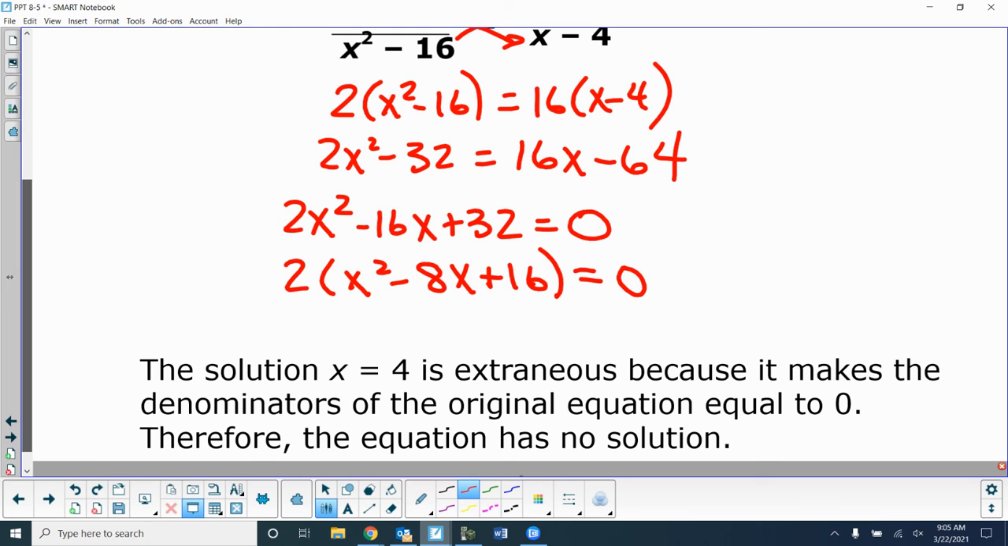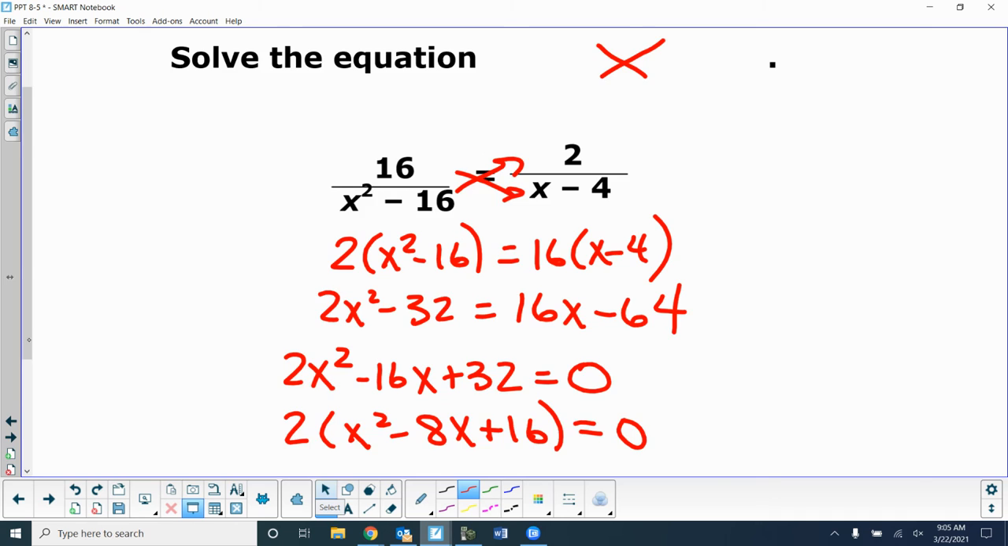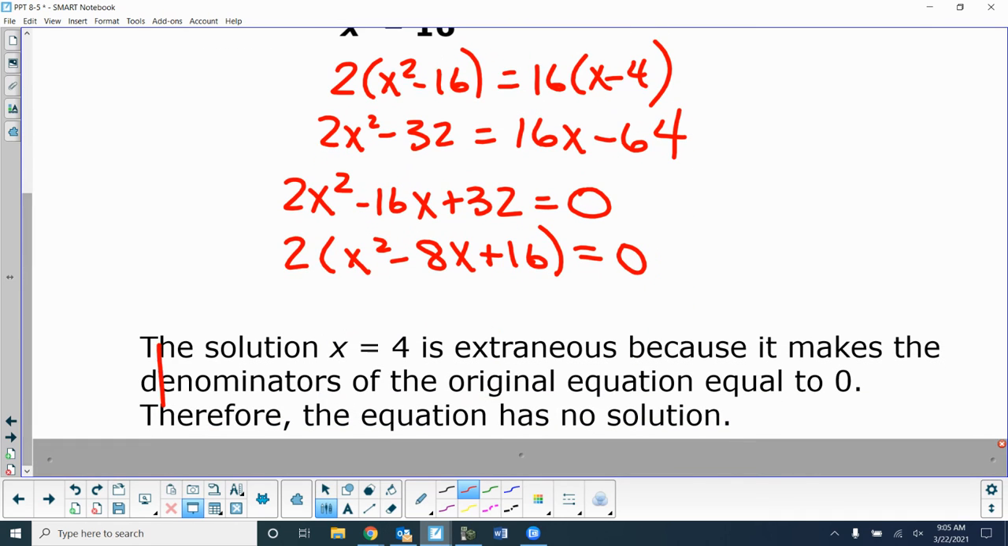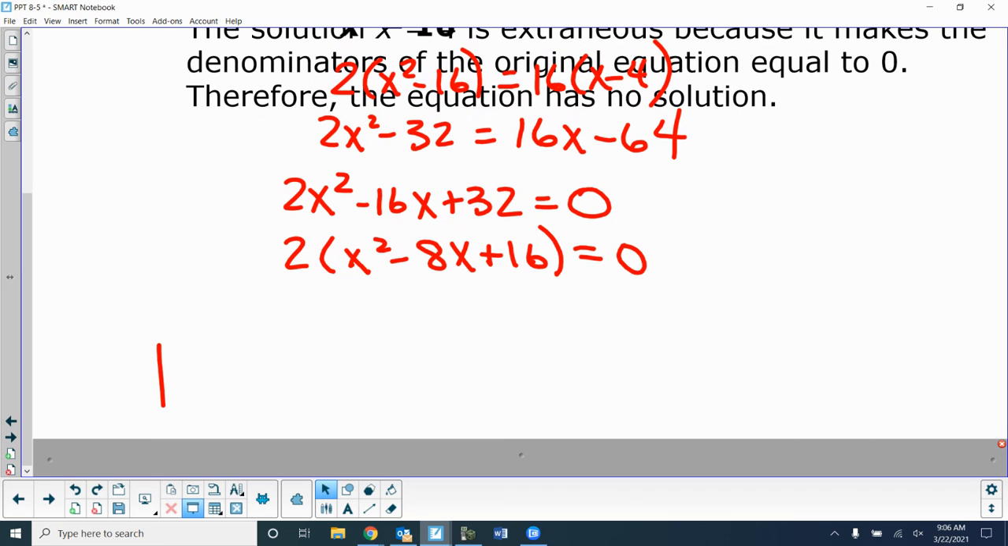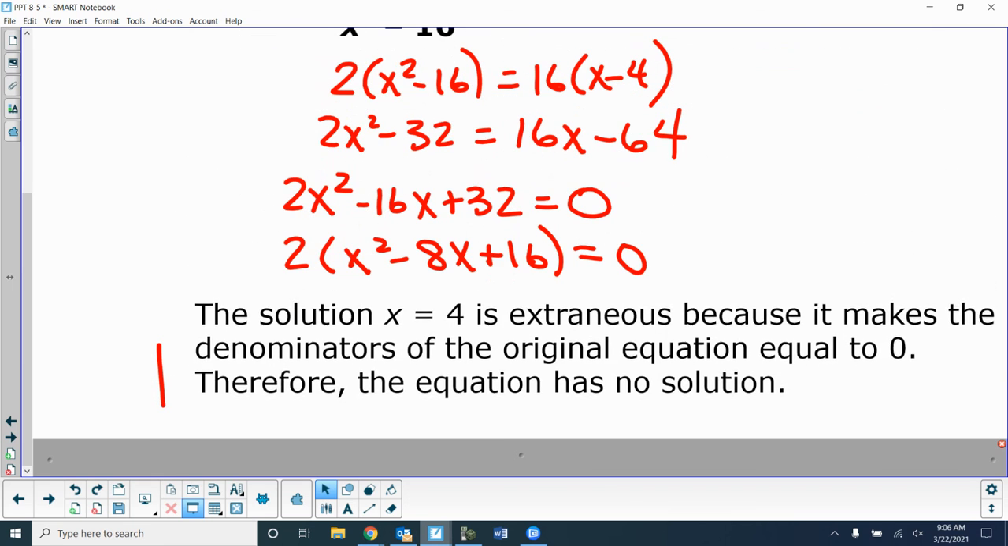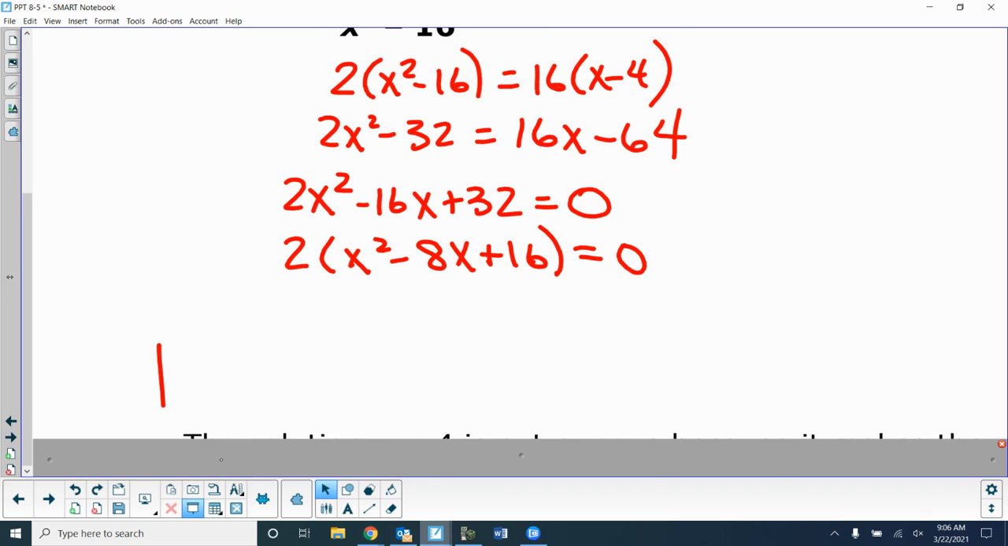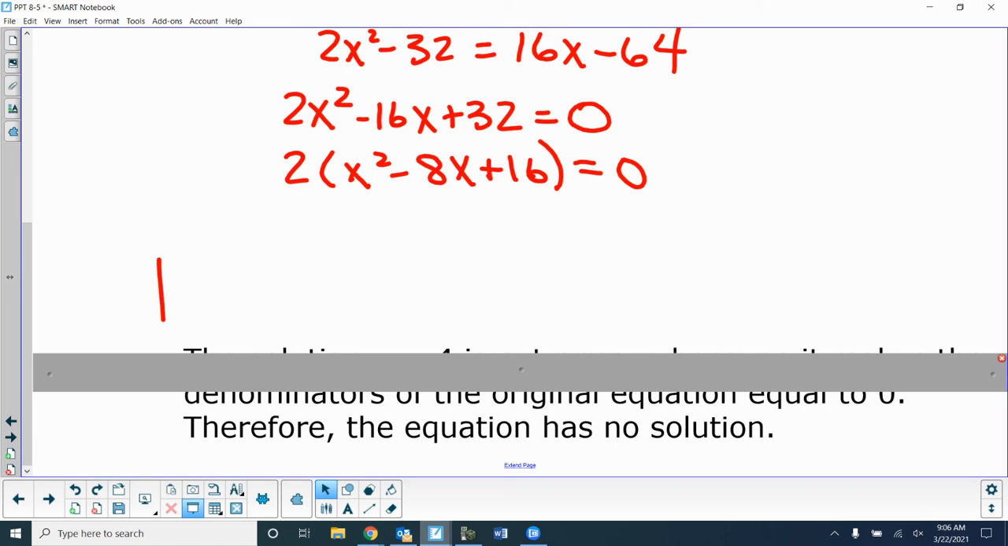Well, what's the answer going to be? 4. Watch. I thought I got rid of that. Ooh, it bounced. I wanted to bounce that far. All right, let's do this.